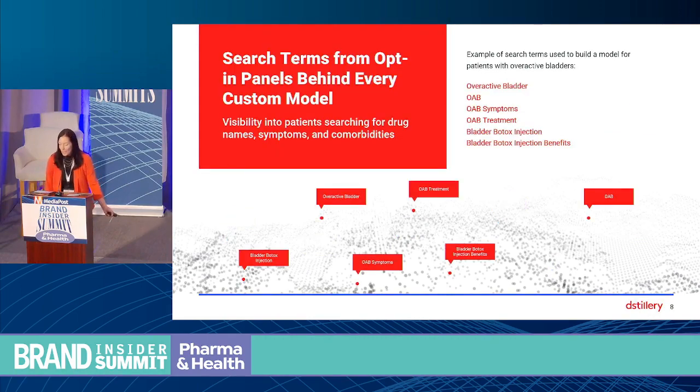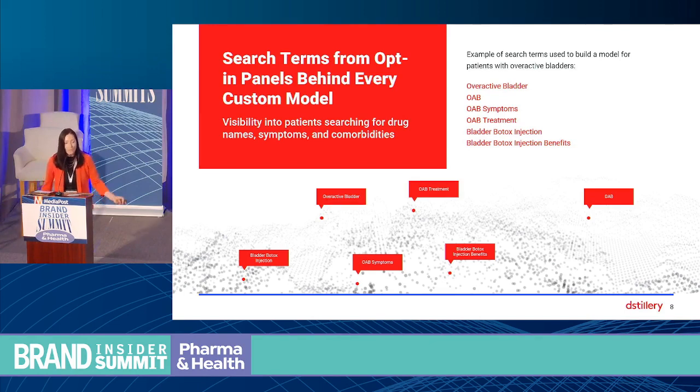The second part of the model is leveraging search signals. So we heard that this is how people are self-diagnosing online by searching. So sounds like it's a pretty strong seed set to the model. We use an anonymous patient opt-in panel of over 2 million panelists to gather valuable search data. This panel allows us to see how patients search for symptoms, drug names, comorbidities, and more across a variety of search engines. We find that this search data is highly predictive in reaching the right search-intending patients.